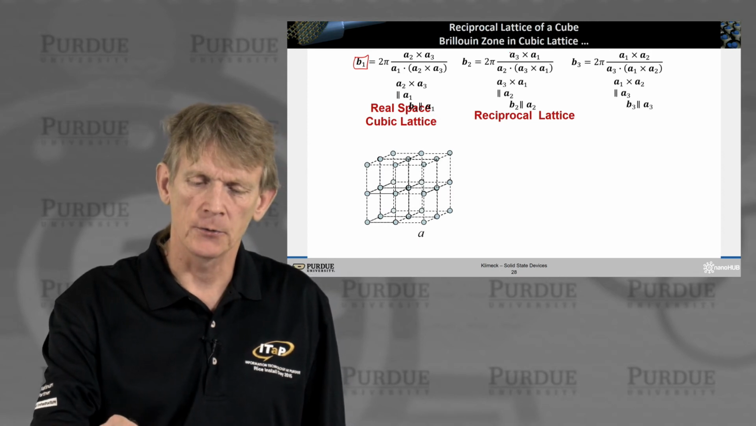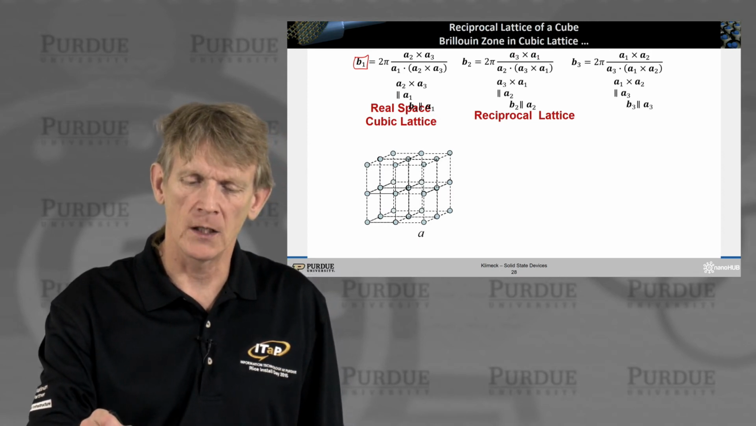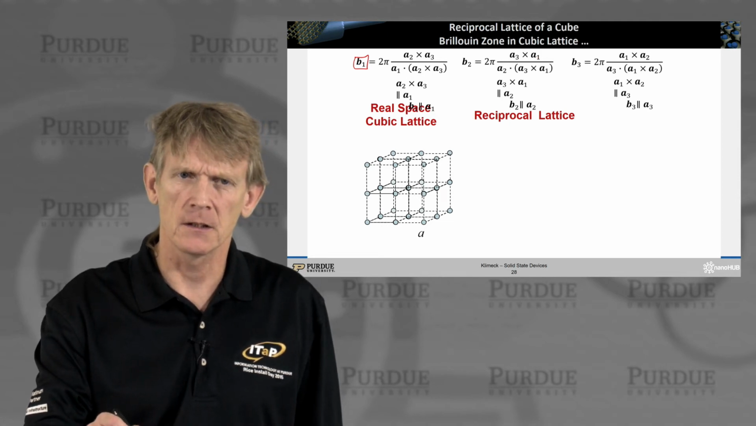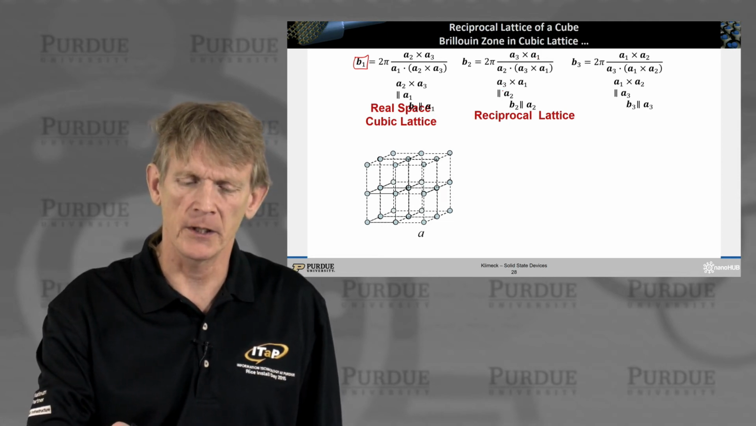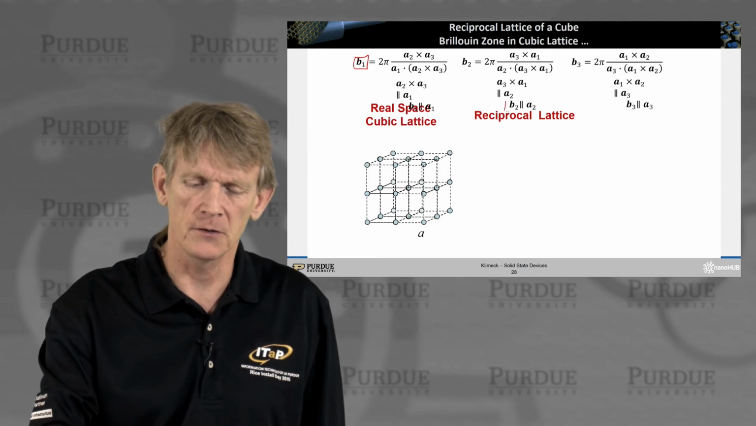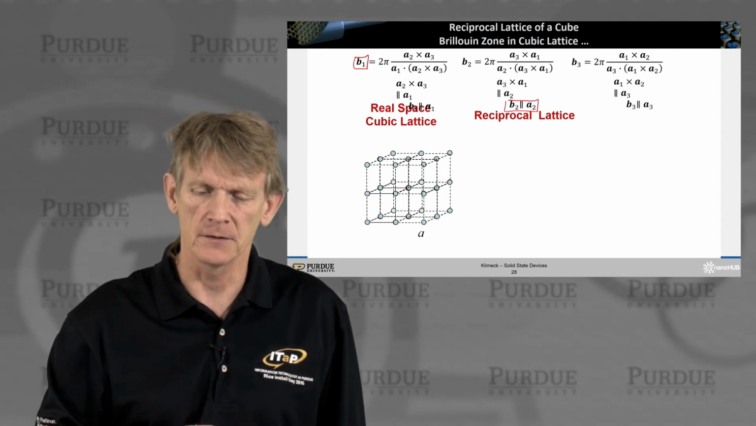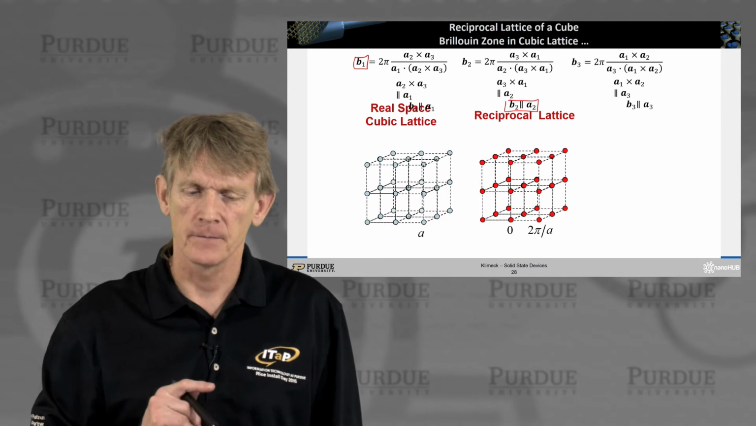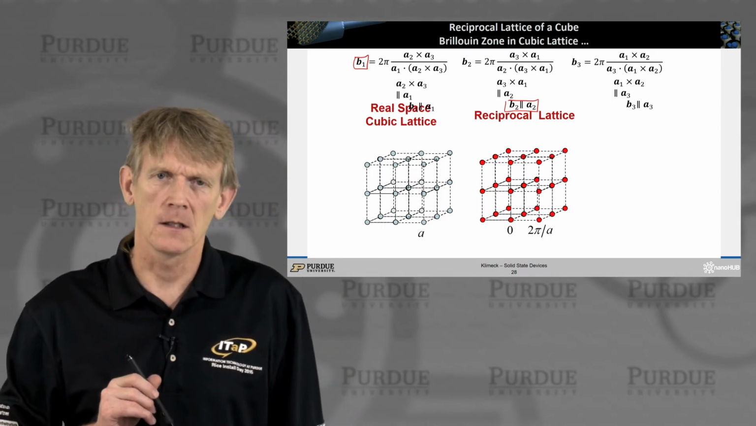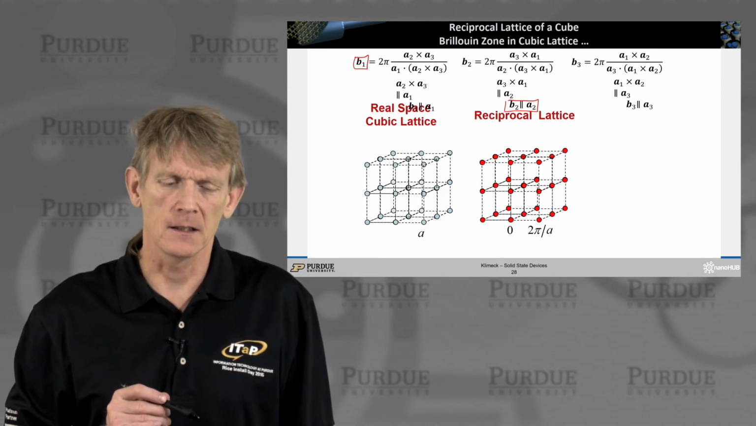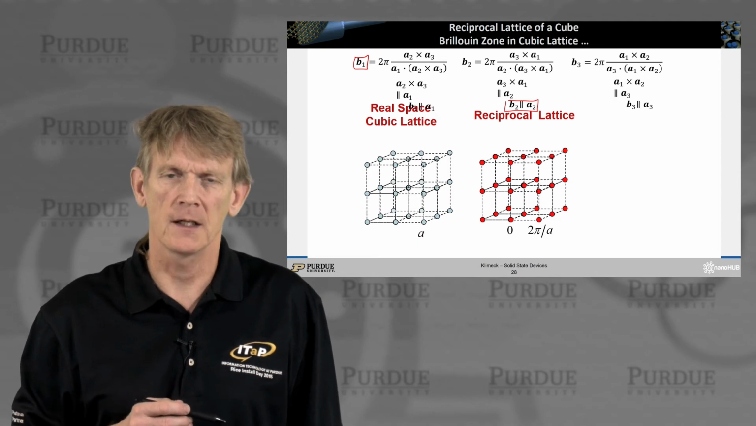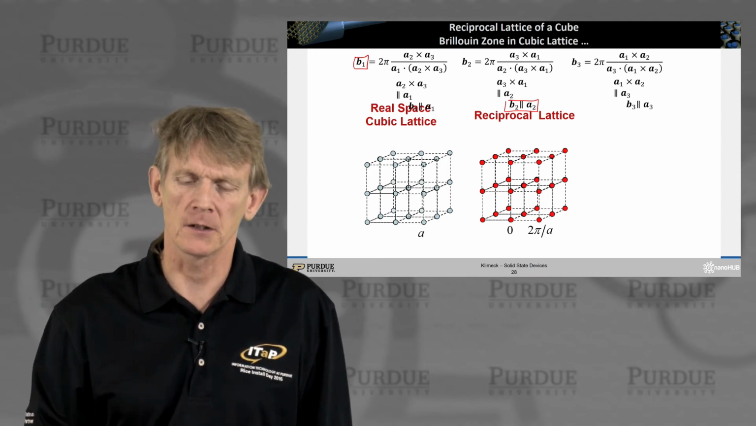Now, similar to this, B2 is the rotation out of A3 and A1, and we know it needs to be orthogonal because that's part of the cross product. So this is parallel to A2, so we know B2 is parallel to A2. And basically, you can rather rapidly see that a perfect cube has the reciprocal lattice of a perfect cube.